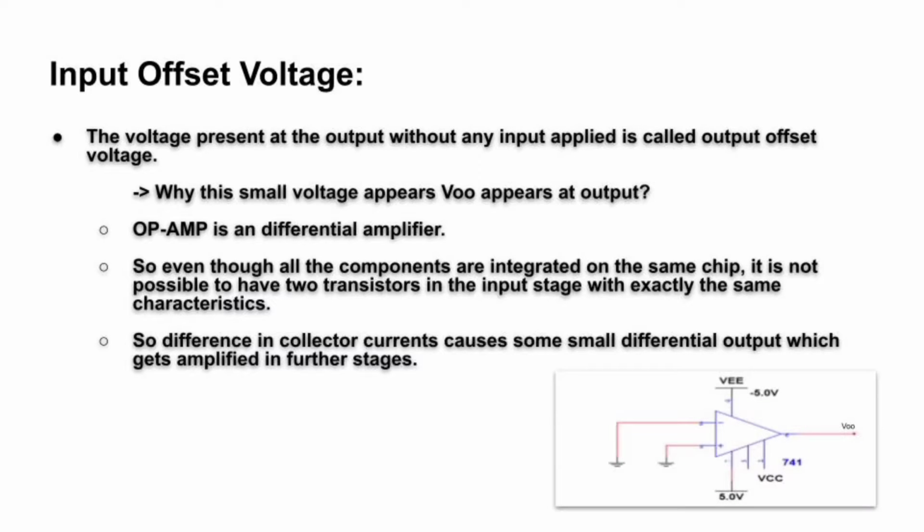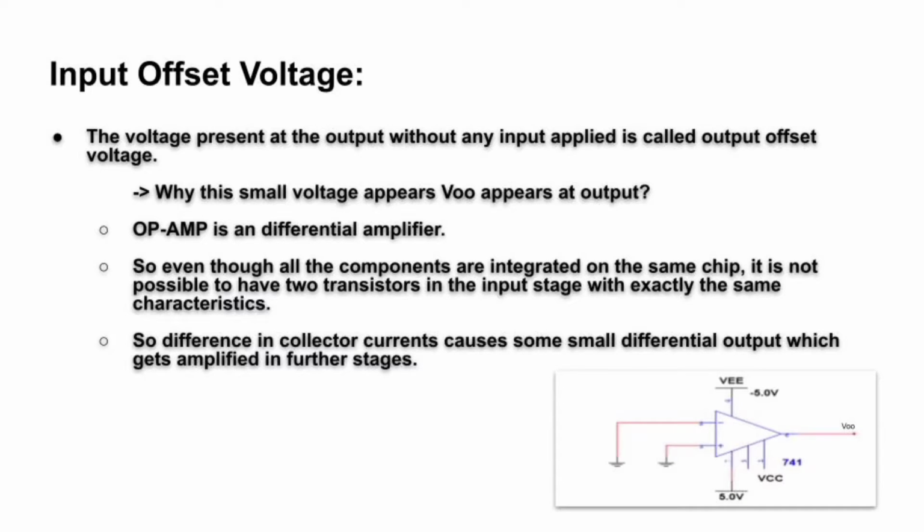Hi everyone, now we will do the experiment for input offset voltage of 741 op amp. Before moving to the concept of input offset voltage, first we will see what is the output offset voltage. The voltage which is present at output without any input applied is called output offset voltage.